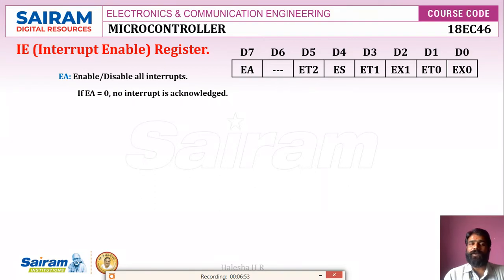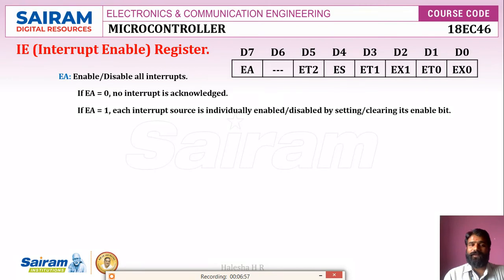Whenever it is 0, no interrupt is acknowledged. I mean all are disabled. Whenever it is 1, then each interrupt is individually enabled or disabled by setting or clearing its enable bit.